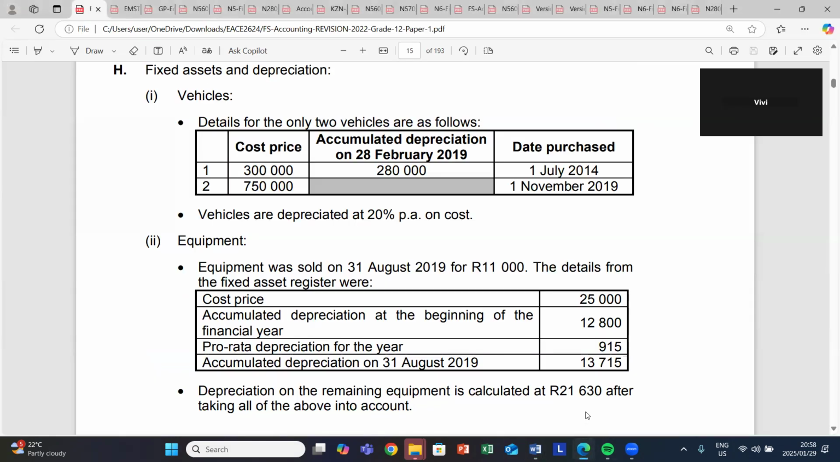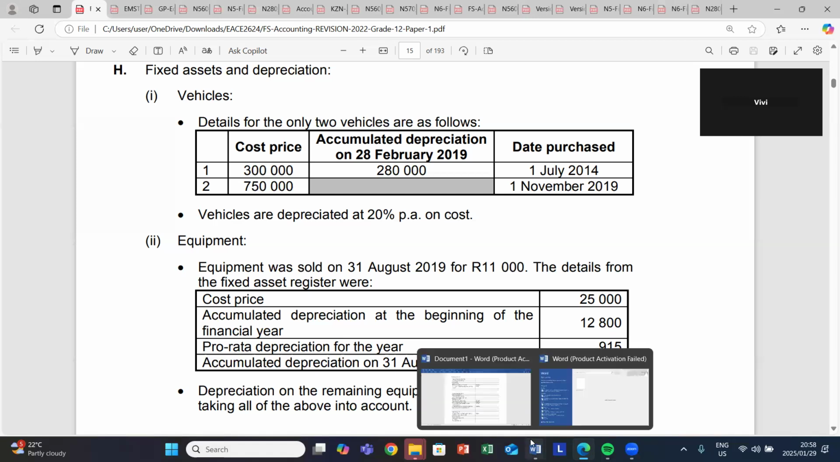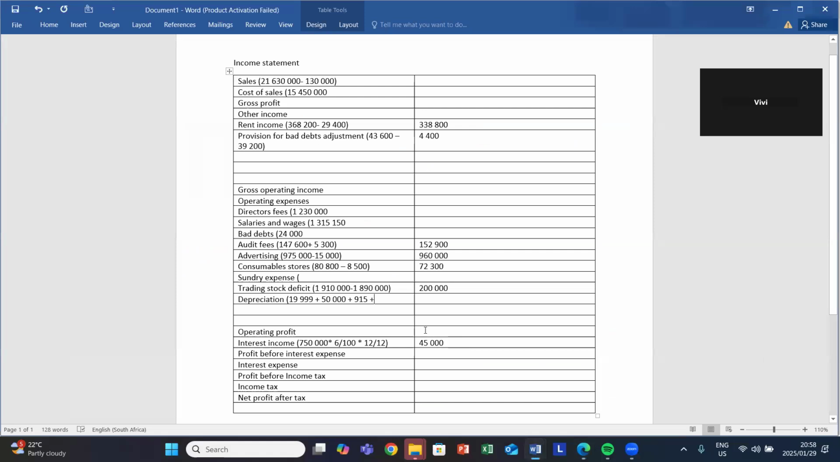And also check under your table there. Depreciation on the remaining equipment is calculated at 21,630. Remember that after selling our thing, we were left with all the remaining assets that stayed in our business for a period of 12 months. They also calculated the depreciation for you. It's 21,630. Therefore, here you'll say plus 21,630. And then that's it. So for equipment, they already calculated for you.